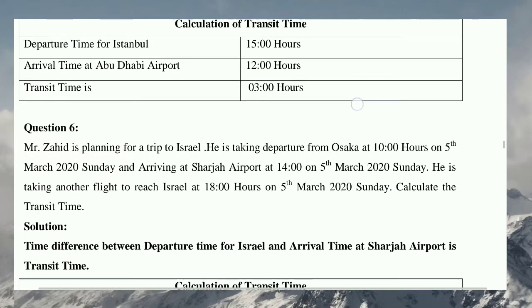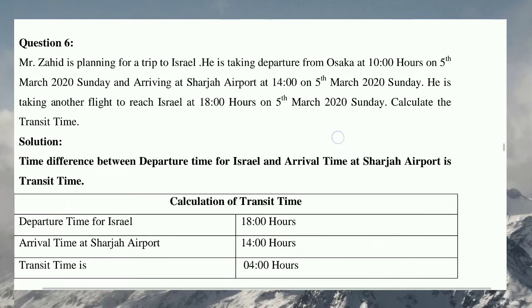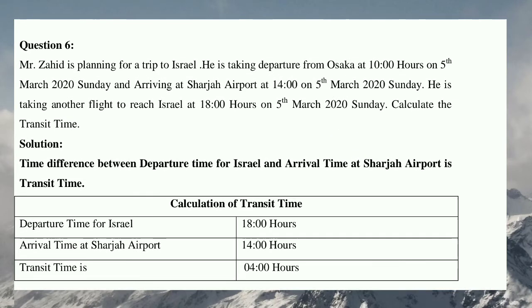Again, we will take another example so that you can understand it better. Here you can see in question number 6, Mr. Zahid is planning a trip to Israel. He is taking departure from Osaka at 10 hours on 5th March 2020, Sunday, and arriving at Sharjah airport at 14 hours on 5th March 2020, Sunday. He is taking another flight to reach Israel at 18 hours on 5th March 2020, Sunday. Calculate the transit time. Here you know the arrival time at Sharjah airport is 14 hours.